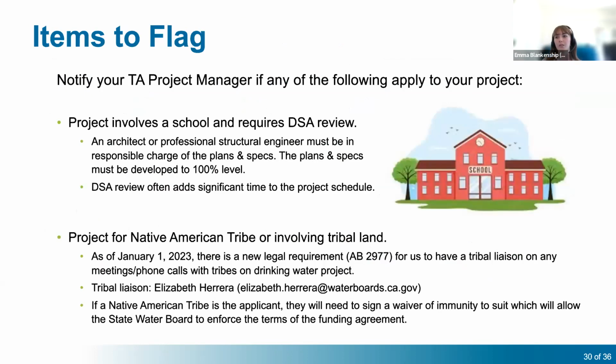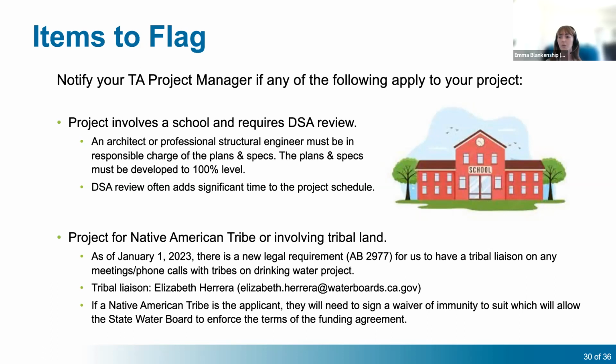Also, I wanted to go over some items that you might want to flag with your TA project manager if any of them pop up in one of your projects. So first, if it's a project involving a school, it will likely require review from the Division of State Architects, or DSA. They require that an architect or professional structural engineer be in responsible charge of the plans and specs, and they may require that those plans and specs be developed to a 100% level before they review. Their review often adds time to the project schedule, so you might want to keep that in mind.